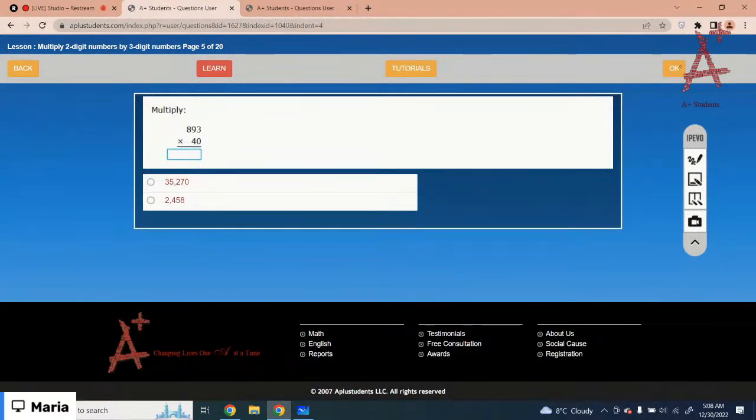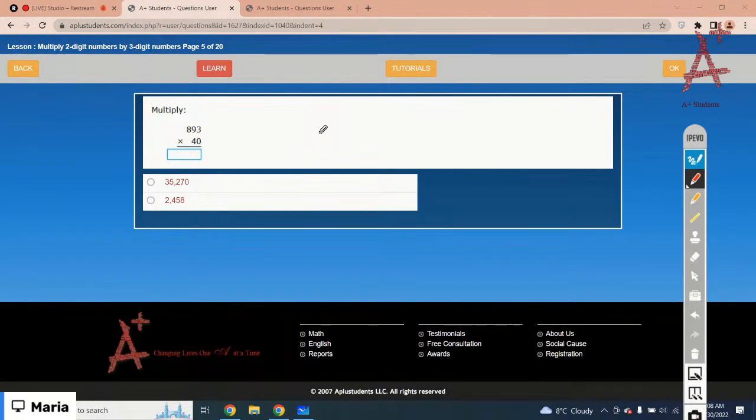Okay, the next one is 893 times 40. So just multiply the non-zero numbers. Just do 893 times 4. Okay, 4 times 3 is 12. 2 and 1 carry. 4 times 9 is 36 and 1, 37.